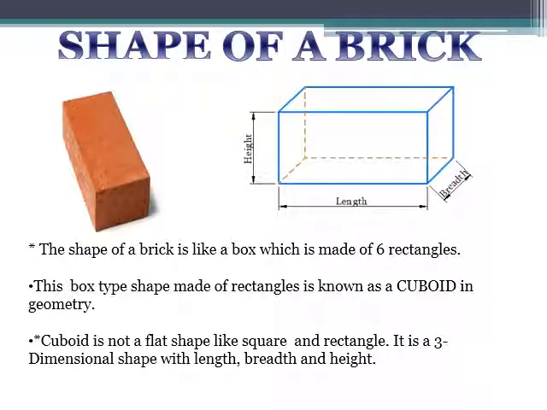The shape of a brick is like a box which is made of 6 rectangles. This box type shape made of rectangles is known as cuboid in geometry. Cuboid is not a flat shape like the square and rectangle. It is a three-dimensional shape or 3D shape with length, breadth and height.